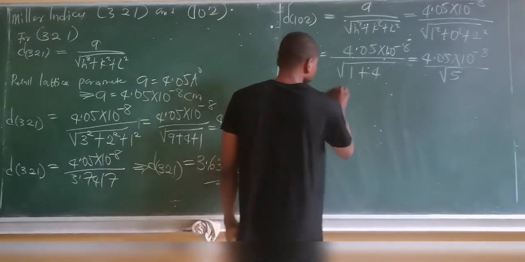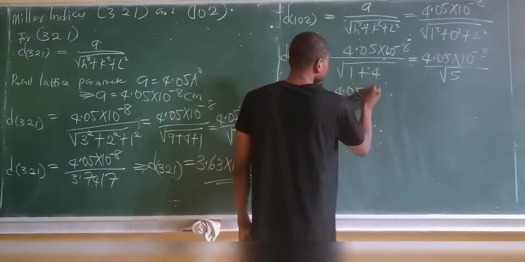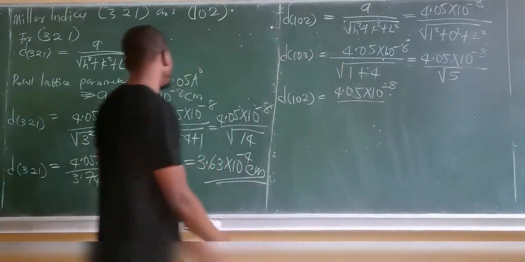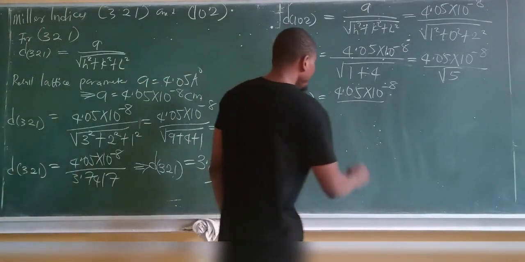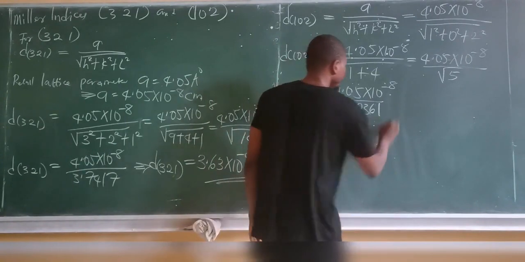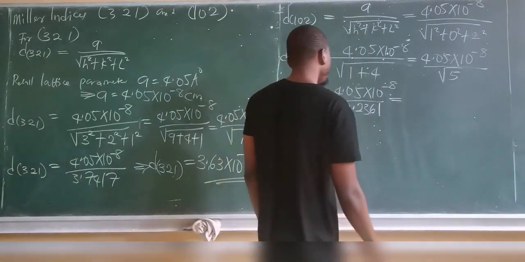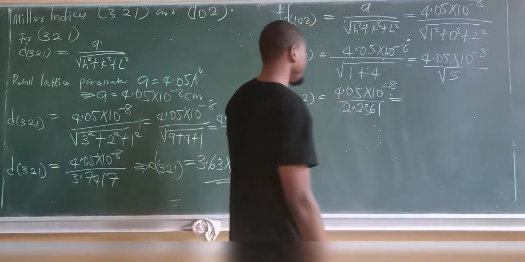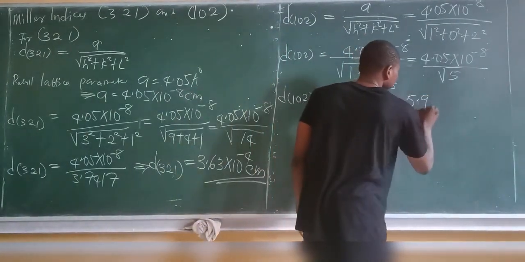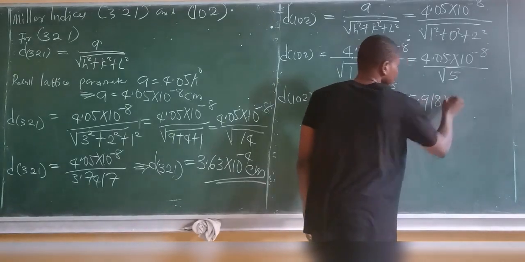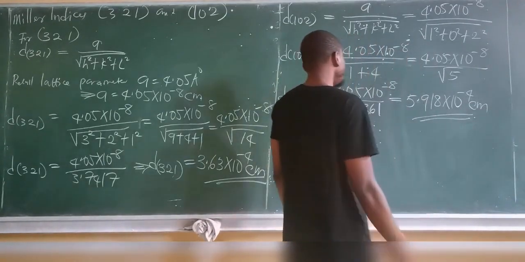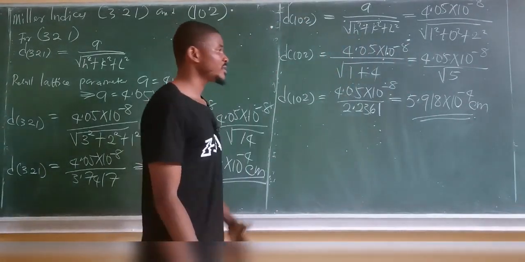d102 is now equal to 4.05 by 10 to the power of minus 8 all over the square root of 5, which is 2.2361. So from here we can now find 4.05 exponential minus 8 divided by 2.2361. That gives us 5.918 by 10 to the power of minus 4 in centimeters. So this becomes the answer to that interplanar distance.